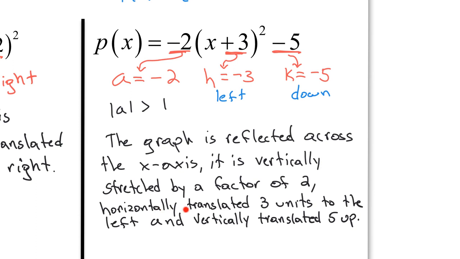H tells you it's horizontally translated 3 units to the left, and notice I didn't put negative 3 because the word left, that's what the negative means. The negative means to the left. And vertically translated 5 units up. Down. It is translated 5 units down because it's a negative 5 right here. So we go down. At the beginning I put the word up here, but that's a mistake. It should be down because your k value is negative 5. So it is vertically translated 5 units down.